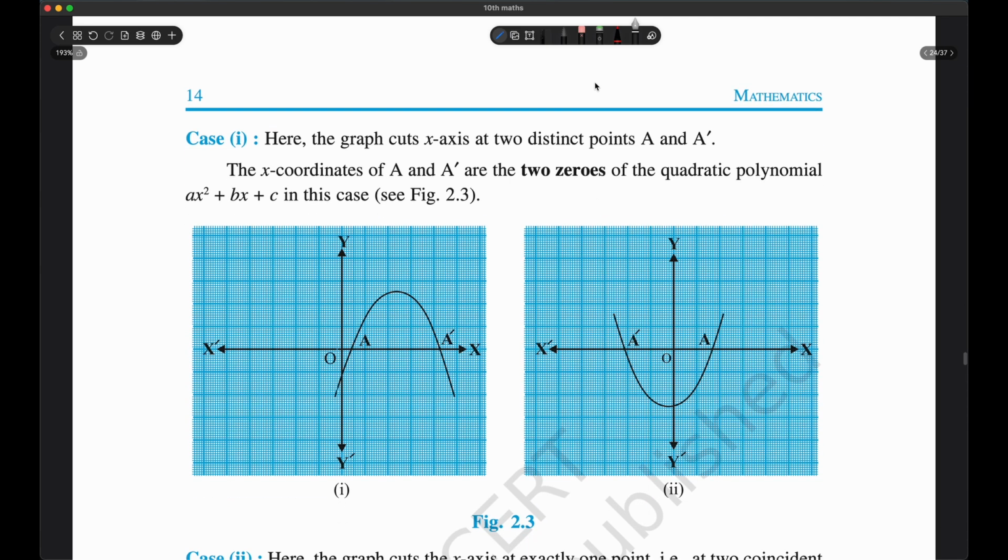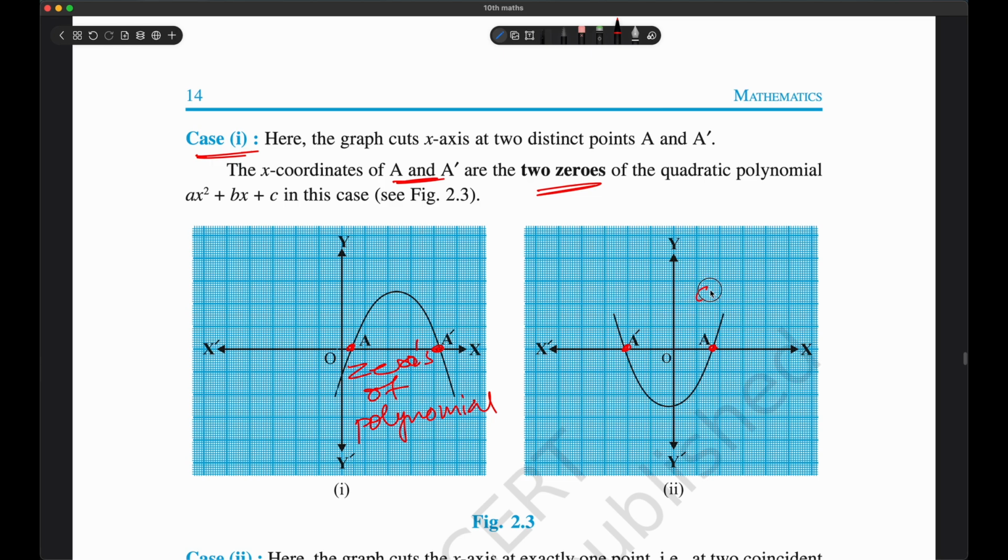We have seen all the cases. Case 1: there are two zeros of the polynomial, A and A dash, and the curve intersects the x-axis at two different points. The point where the curve intersects the x-axis is called a zero of the polynomial. Here also it intersects at two different points.